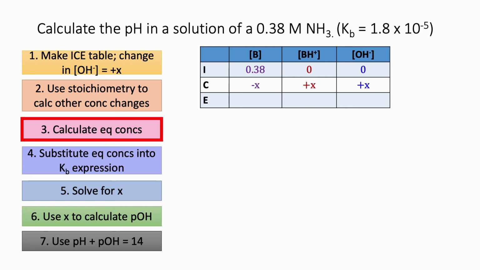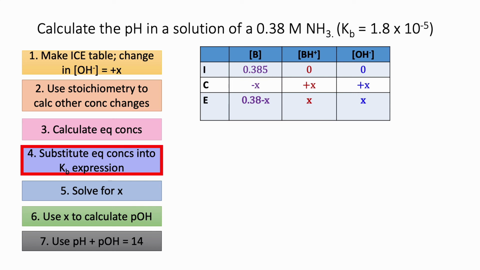Now we're going to calculate the equilibrium concentrations. And we're just going to add the initial concentration and the change to get those values. Step 4 is to substitute equilibrium concentrations into the Kb expression. Now, before we do that, we know we're going to have to solve for x eventually, and we'd rather use the shortcut. So I think, given a fairly small value for Kb, that we can use the approximation that 0.38 minus x is about 0.38. And we'll check that at the end.